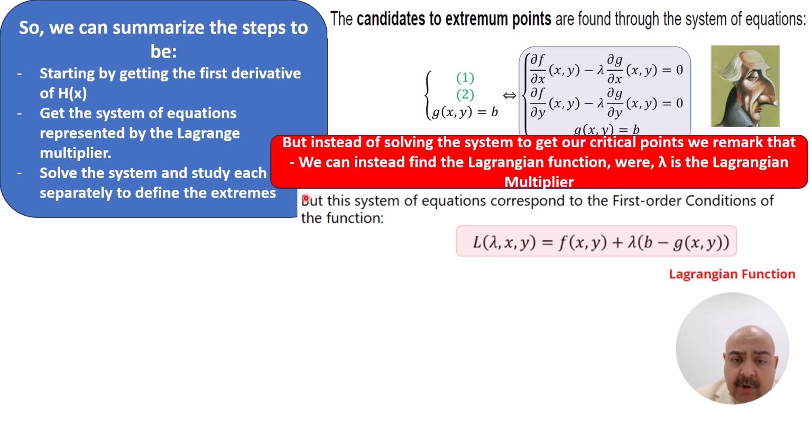But instead of doing all of this work, we can do something very, very nice. Once more, instead of solving the system to get our critical points, we remark that we can instead find the Lagrangian multiplier function, which will make things smoother and easier to handle. This system of equations corresponds to the first order conditions of the function. So mainly, this is the Lagrangian function.